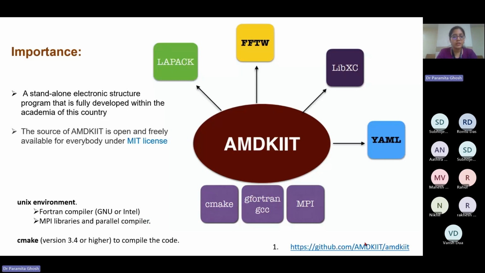Now, to run this AMDKIIT software, we need a Fortran compiler, MPI libraries, and a parallel compiler. CMake version 3.4 or higher is required to compile this code. To compile this code, we need 4 libraries: LAPACK, FFTW, libxc, and YML. One thing to remember here is that the version of the compiler used to install these libraries and AMDKIIT should be the same. Otherwise, there will be an issue.